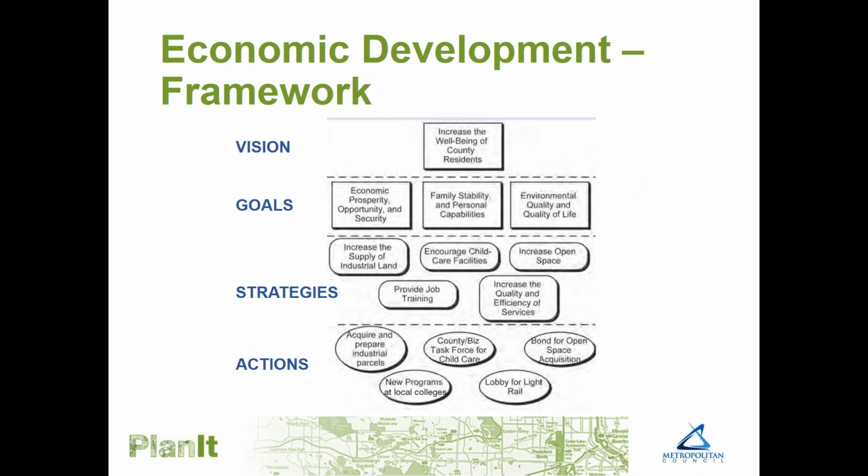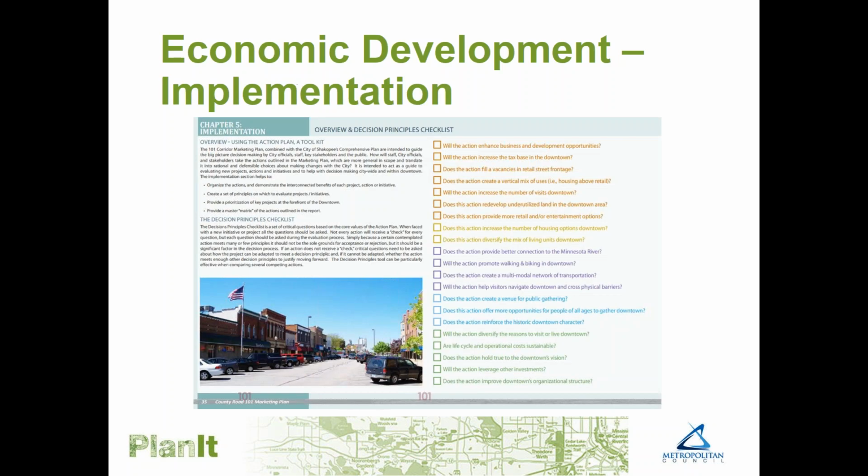Then, of course, that graphic is turned into something that really has some content related to it. So you go from your vision up top into your multiple goals, which turn into strategies, and then your action items. And so after this would, of course, be your implementation schedule. That would tell you when all of these things need to be completed in the short term, near term, and long term. So here's an example from the city of Shakopee.